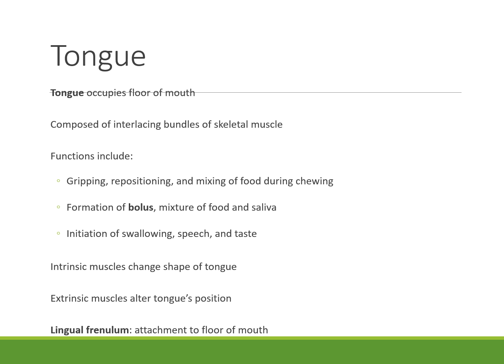The tongue occupies the floor of the mouth. It's made of interlacing bundles of skeletal muscle. What are the functions of your tongue? It grips, repositions, and mixes food during chewing, and in that process it forms a mass of food, which is called the bolus. The tongue is also responsible for initiating swallowing, speech, and for taste. The intrinsic muscles of the tongue change the shape of the tongue. The extrinsic muscles alter the tongue's position. And we talked about the lingual frenulum, which is what attaches the tongue to the floor of the mouth.